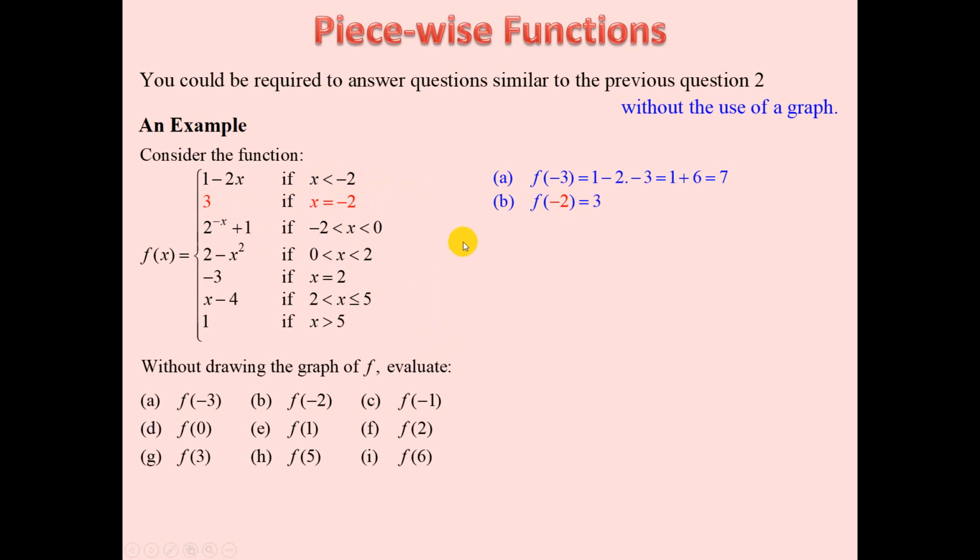Next one, f of minus 1, well, there we are. F of minus 1 is between negative 2 and 0, therefore it's this function, so I substitute minus 1 into this function, and I get 3. F of 0, well, here's a problem we can see straight away. Less than 0, greater than 0. There isn't any point included that has the value of 0. So that's one where we say does not exist.